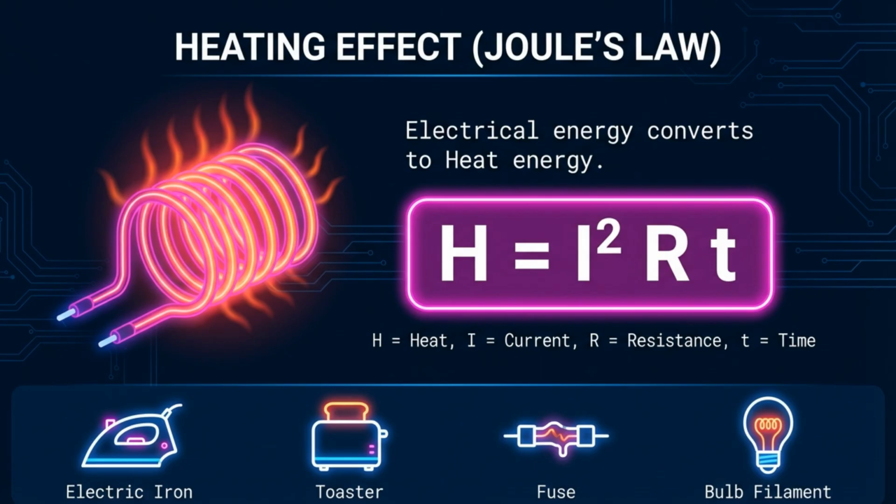The heating effect of electric current, or Joule's law, describes how electrical energy converts to heat energy. It is given by the formula H equals I squared RT. This principle is used in devices like electric irons, toasters, and bulb filaments.